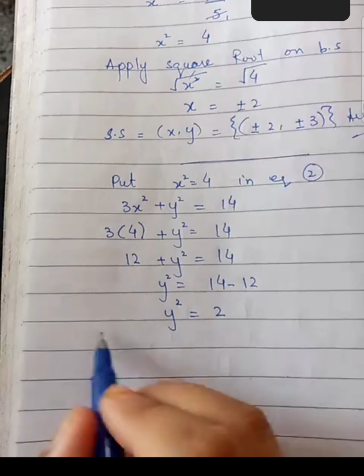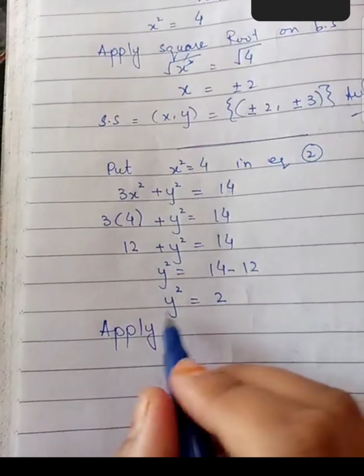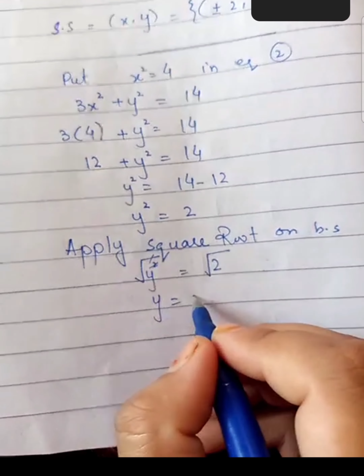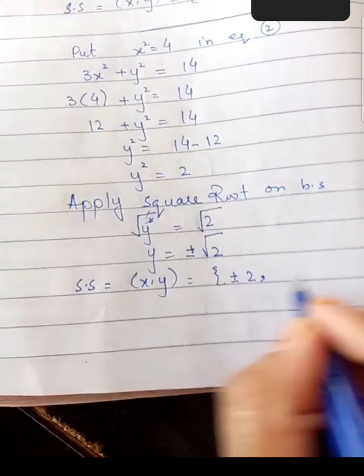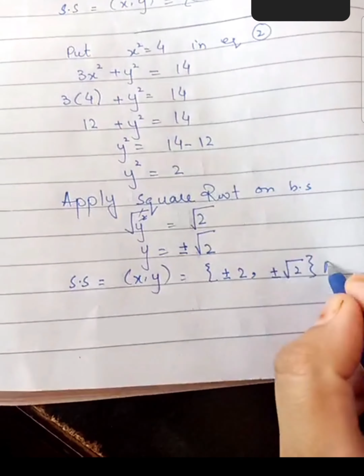Now apply square root again on both sides. You must write down the statement: apply square root on both sides. So the square root of y square is equal to the square root of 2. This will be cancelled out, and y is plus minus square root 2. Here we need to write down the solution set for x, y. Solution for x is plus minus 2, and solution for y is plus minus square root 2. This is your answer. Clear?